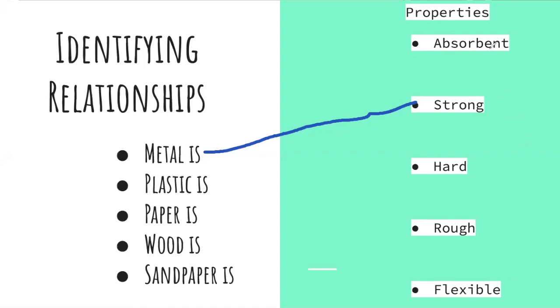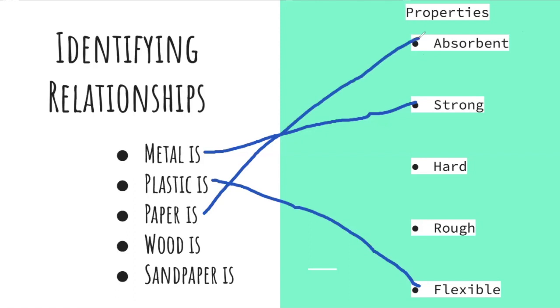It's not absorbent. Plastic doesn't usually take in water into its material. It can be hard, but not all the time. It's not usually rough. Let's say flexible. Think about a plastic water bottle. You can bend that. Paper is absorbent, hard, or rough. I wouldn't classify paper as being hard or rough. I would say that paper is absorbent. Think about paper towels. They pick up water and other messes. So they are absorbent.